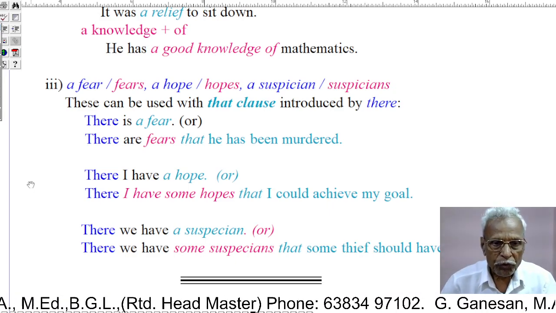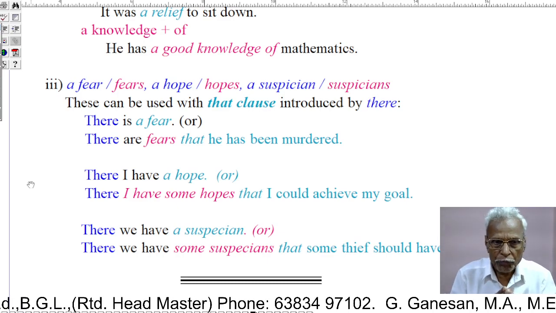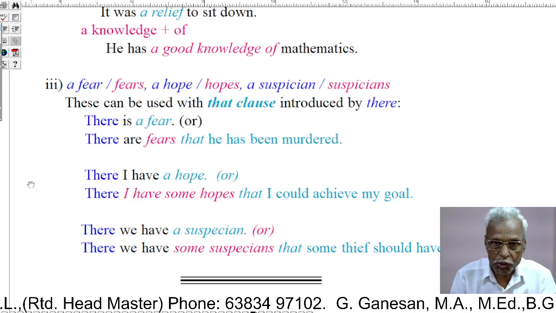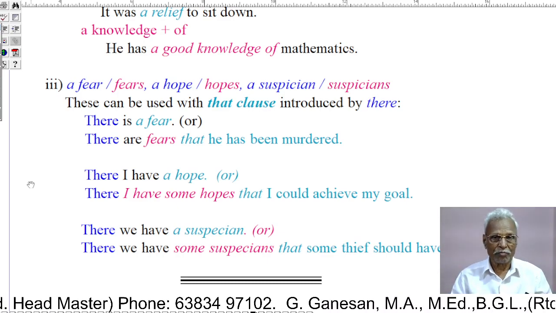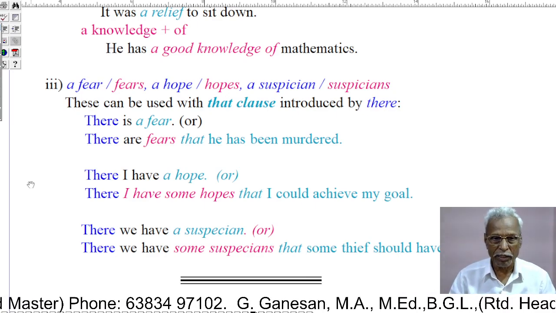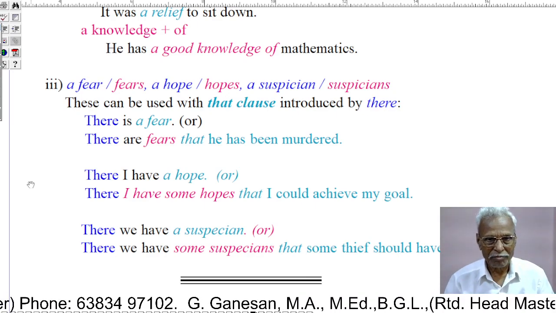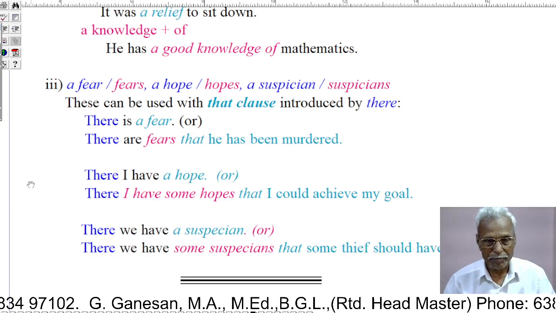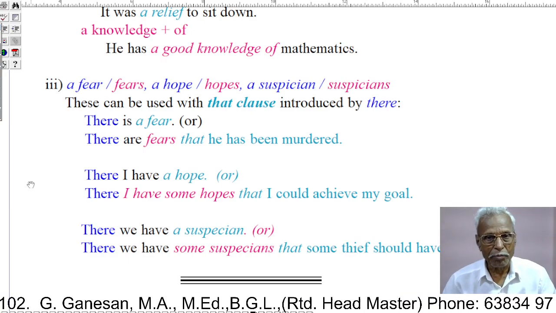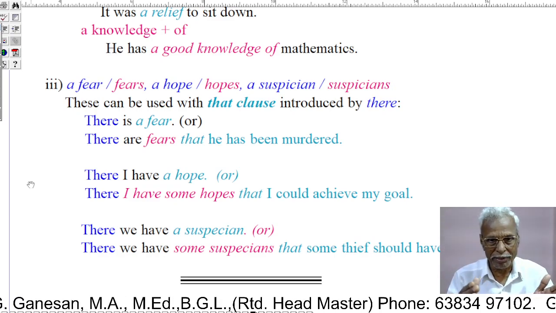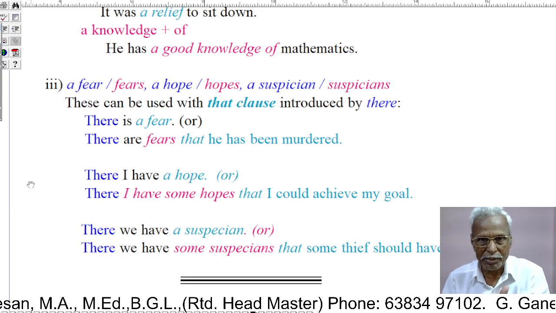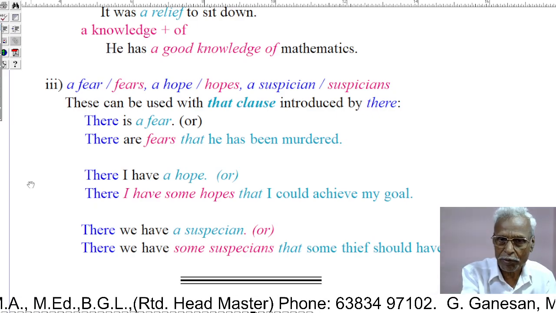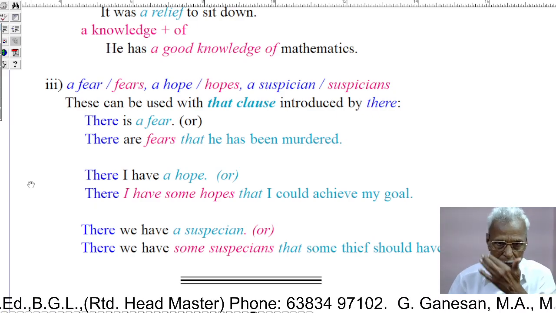You see the examples I have here. These can be used with the clause introduced by that. That clause should be introduced by there. There is a fear. We can also say there are fears that he has been murdered. That clause, that he has been murdered, has a finite verb, murdered.